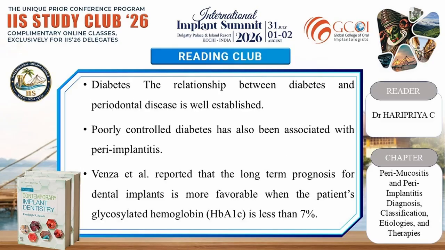Diabetes. The relationship between diabetes and periodontal disease is well established. Poorly controlled diabetes has also been associated with peri-implantitis. Venza et al. reported that the long-term prognosis for dental implants is more favorable when patients' glycosylated hemoglobin, that is HbA1c, is less than 7%.